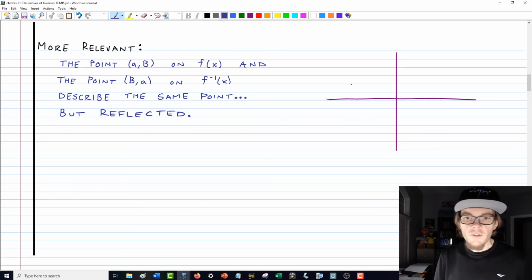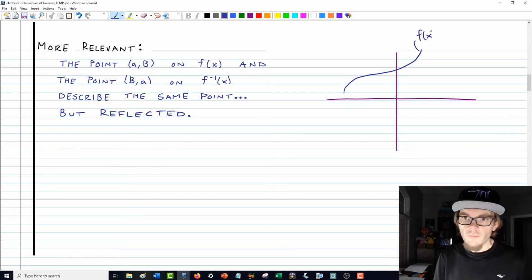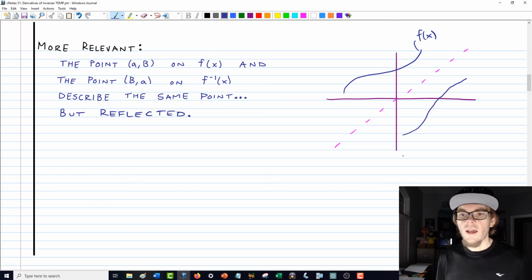So basically imagine for a second that we've got some sort of function that looks like that maybe. Let's call this f of x. According to what we've mentioned in the past about inverses, the inverse function should be reflected across the line y equals x. So basically we should see a shape that looks like that. It's a perfect reflection across this line, y equals x.